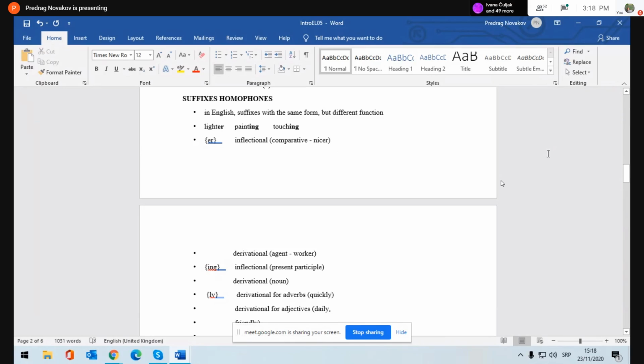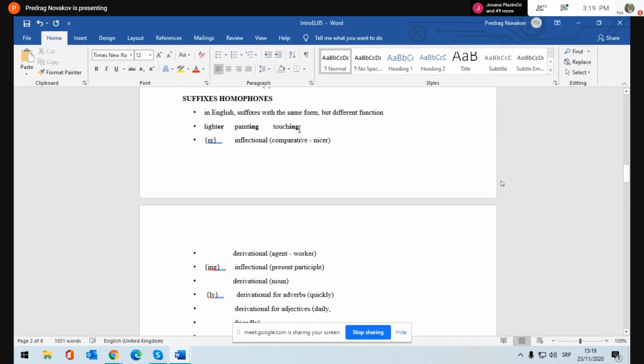It could be a noun, as an object. Yes, exactly, as an object, like somebody did a painting. Okay, somebody finished the painting. And similar goes with touching. Touching could be a present participle, like somebody was touching, I don't know, the door.